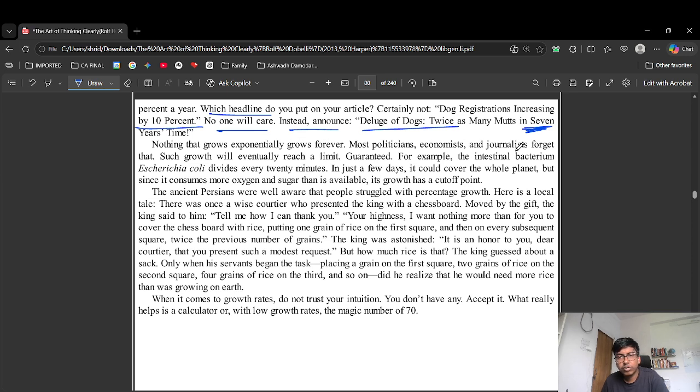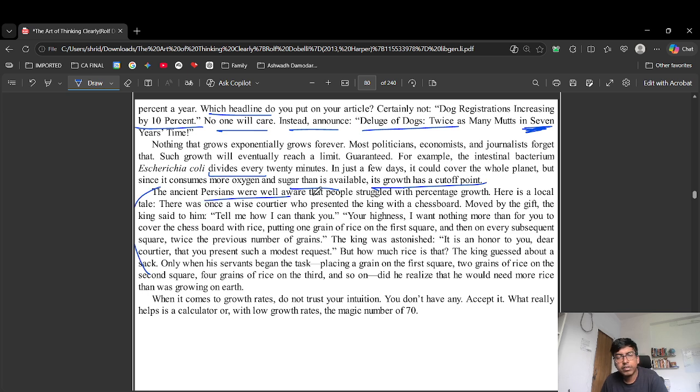Nothing that grows exponentially grows forever. Most politicians, economists, and journalists forget that such growth will eventually reach a limit. Guaranteed. For example, the intestinal bacterium E. coli divides every 20 minutes. In just a few days, it could cover the whole planet. But since it consumes more oxygen and sugar than is available, its growth has a cutoff point.